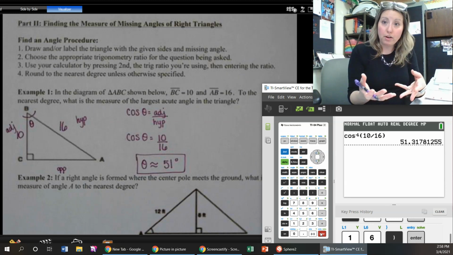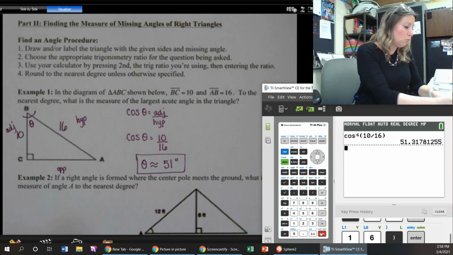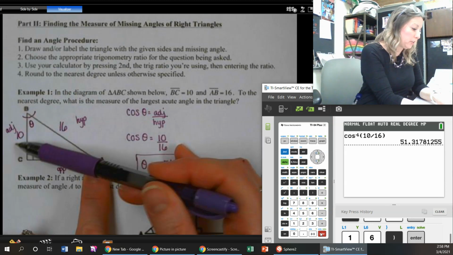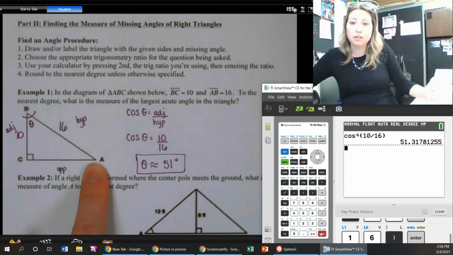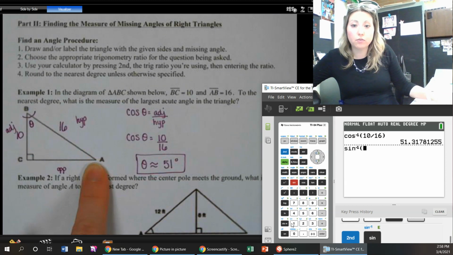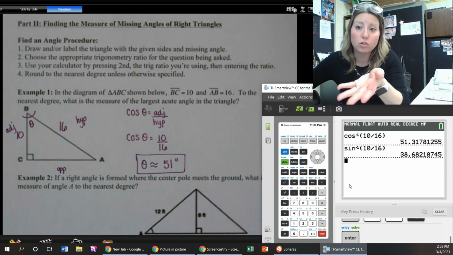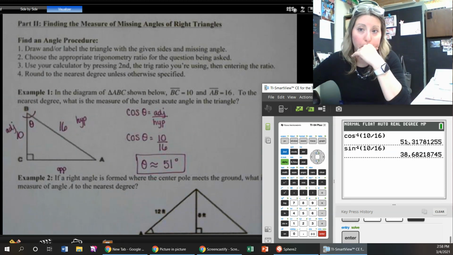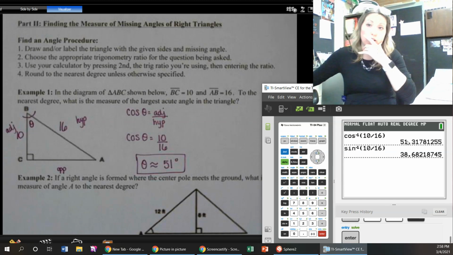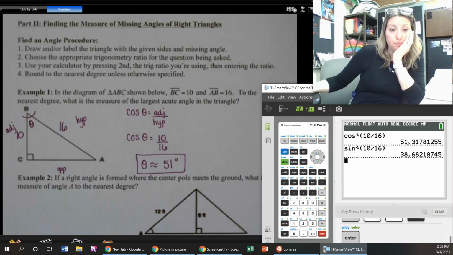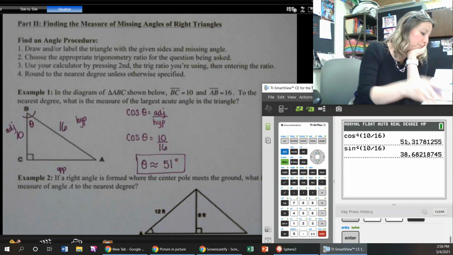Okay? Think about it this way. If you were using A, it would be opposite over hypotenuse, and that's sine. So second and sine of 10 divided by 16 is 39 degrees. So which is bigger? The 51 degrees. Okay. I just did the problem the opposite way too, just in case, just to show you I could get that. All right.